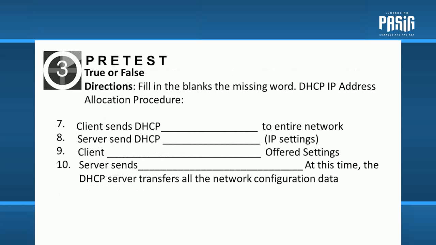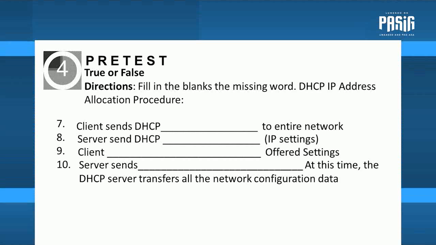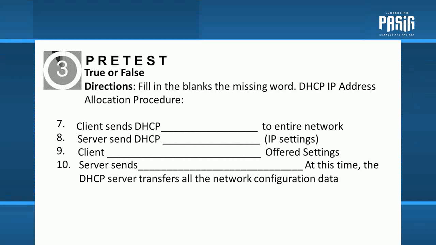Next question. Fill in the blanks the missing word. DHCP IP address allocation procedure. Number 7. Client sends DHCP blank to the entire network. The answer is discover. Number 8. Server sends DHCP blank IP settings. The answer is offer. Number 9. Client blank offered settings. The answer is request.